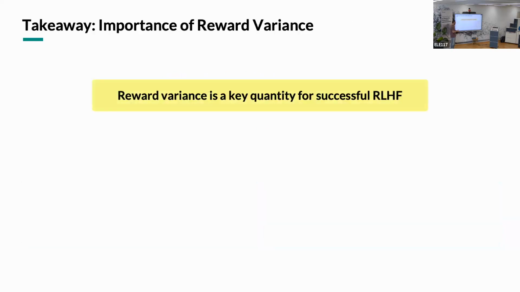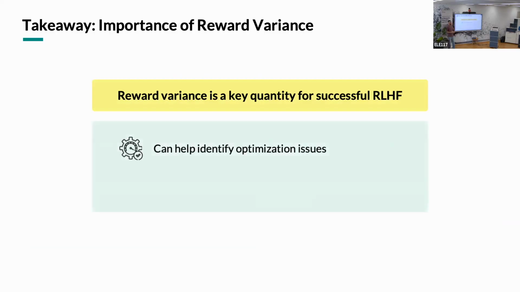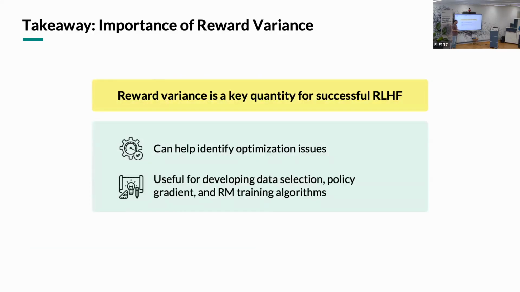And this goes to show that, at least in my view, reward variance is a very important quantity. It's key for the success of RLHF and more broadly for policy gradient methods in these settings where you have softmax policies. At minimum, it can help us identify optimization issues. Which prompts are we not likely to make progress on because they have low reward variance? But beyond that, also for developing new algorithms, as we saw, data selection, policy gradient methods, and perhaps in the future, maybe even reward model training algorithms to induce a better reward variance.